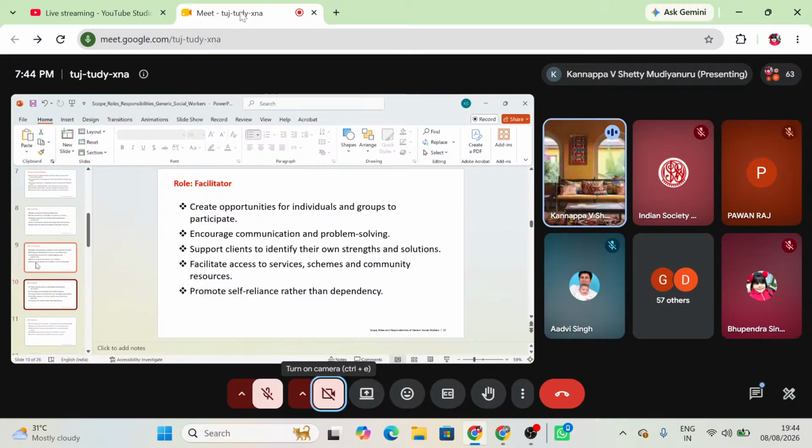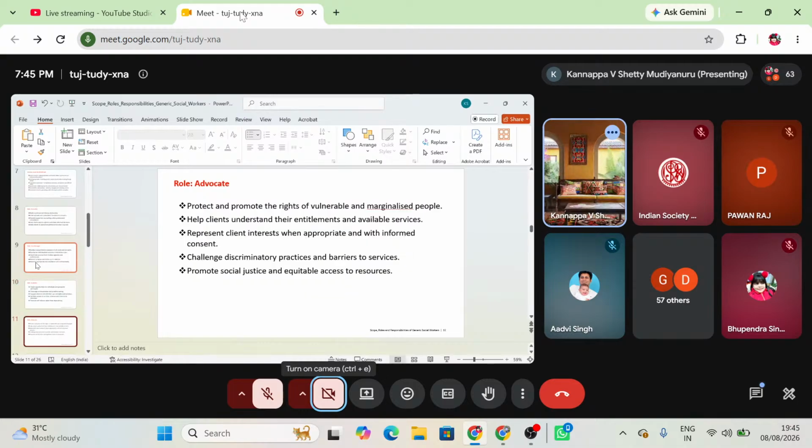And next one is facilitator. This is also very often we do get this job when we go for organizational related aspects or even NGO related services. So mainly they create opportunities for individuals and groups to participate, encourage communication and problem solving, support clients to identify their own strengths and solutions, facilitate access to services and schemes and community resources, promote self-reliance rather than dependency.